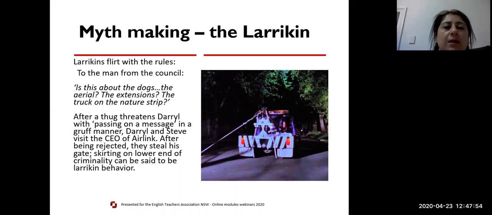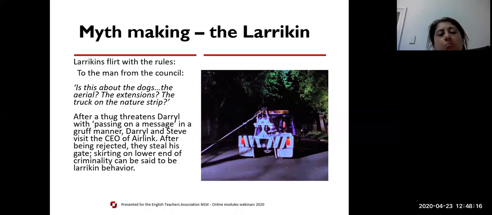In this case, we see that in a couple of ways when the councilman comes in and Daryl says to him, "What's this about? Is this about the dogs? Is this about the aerial? Is this about the extensions? Is this about the truck on the nature strip?" So that constant breaking or challenging of the law, the dogs, the aerial extensions, shows that Daryl is the kind of person that flirts with those boundaries.